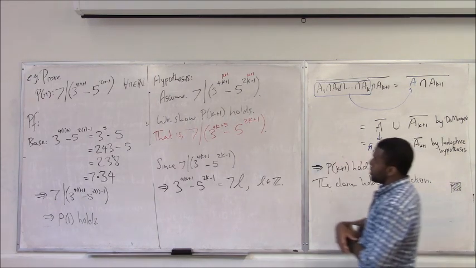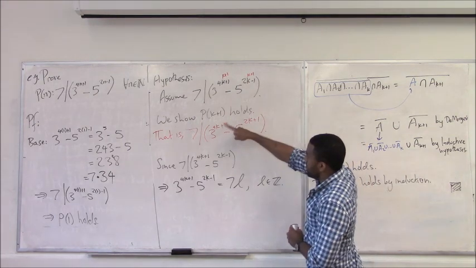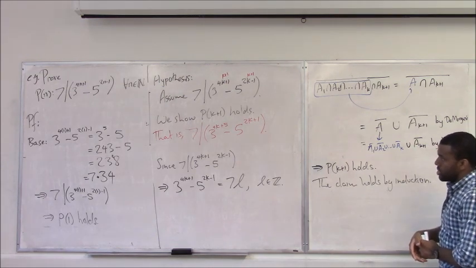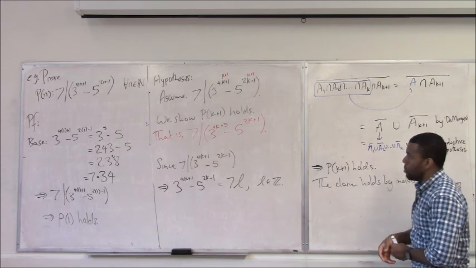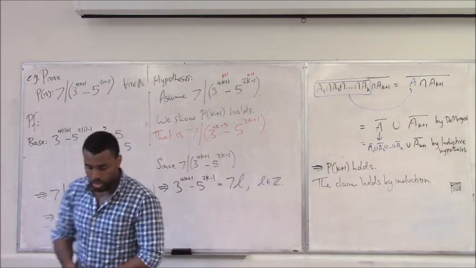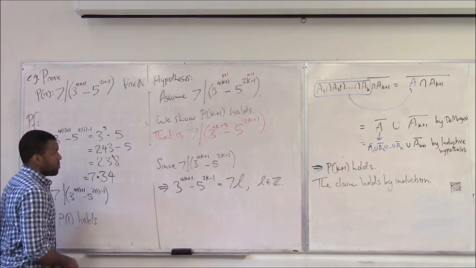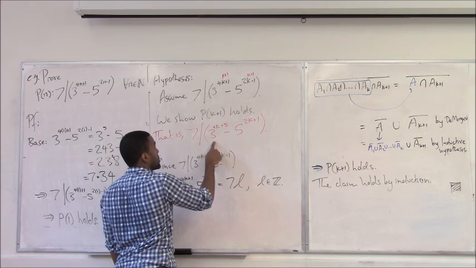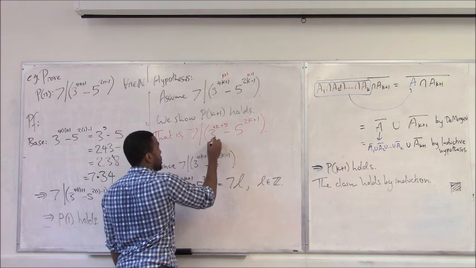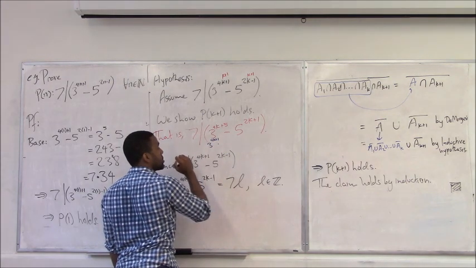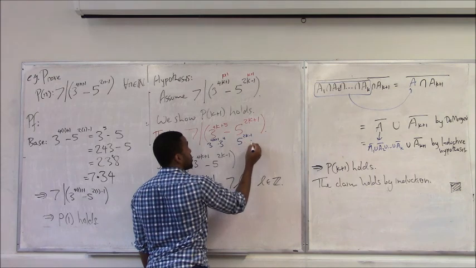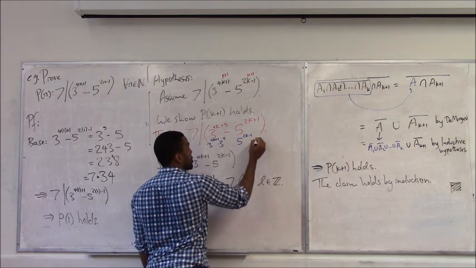You do want to somehow use the fact that we have this, but we want to make things look this way. One way, especially if it's not clear here, is rather than just try to multiply your way out, maybe try a substitution. Can you write this guy in terms of that guy? 3 to the 4k plus 5 is 3 to the 4k plus 1 times 3 to the 4. This guy would be 5 to the 2k minus 1 times 5 squared.